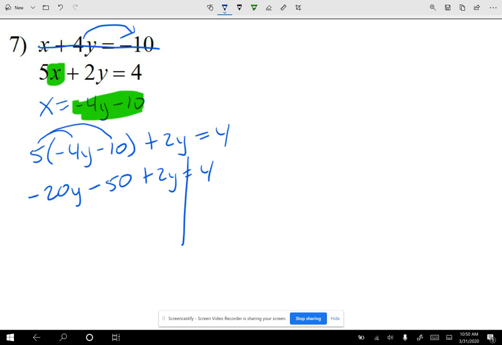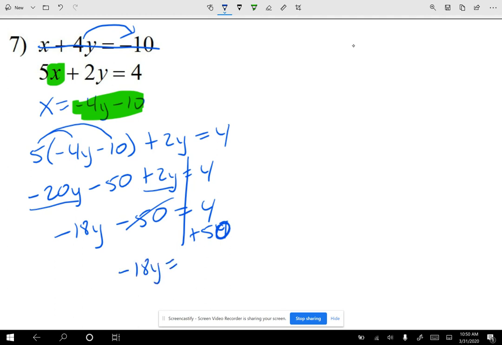Now looking at the left side of my equal sign, let me combine my like terms. I have -18Y minus 50 is equal to 4. To get the Y term by itself, the -50, we move it to the right side as a plus 50. Plus 50. So I have that -18Y is equal to 54. Divide each side by -18. Y in this case is -3. So I know my Y value.